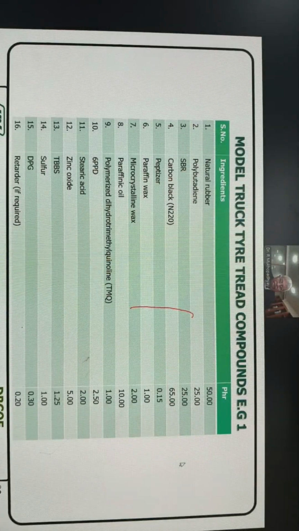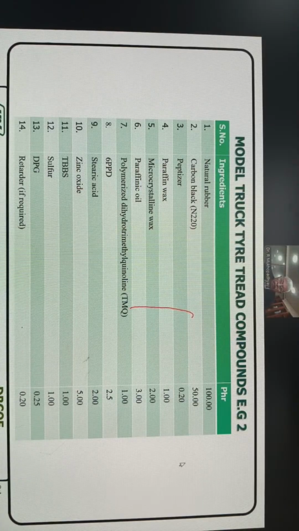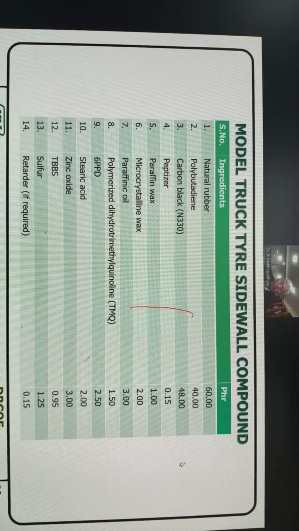Now, let me be very clear. These are certain compounds for the truck tire, depending on whether it is a lug type, semi-lug, or rib type. Generally, polymer selection depends on that. If you have a rib type tire, generally natural rubber, polybutadiene and SBR blends are used. But if it is a lug type, then 100% natural rubber is taken. Then depending on the carbon black and other ingredients, we weigh it. But the selection of polymer, followed by other ingredients, depends on the physical properties you desire to achieve.